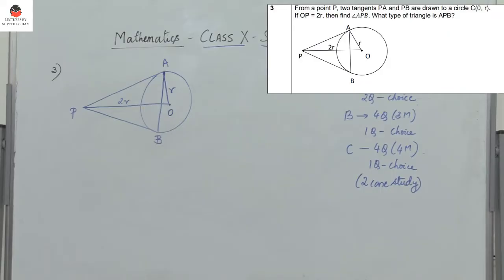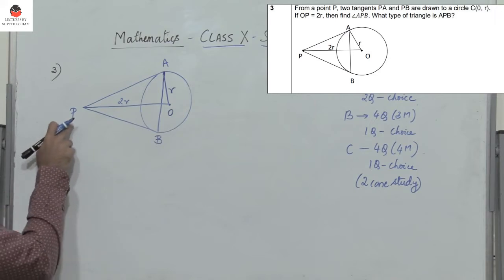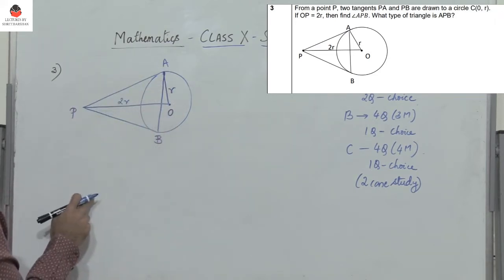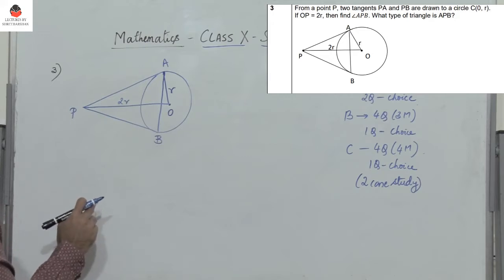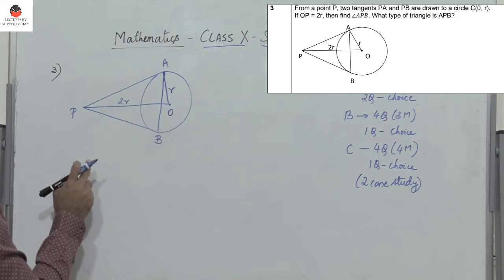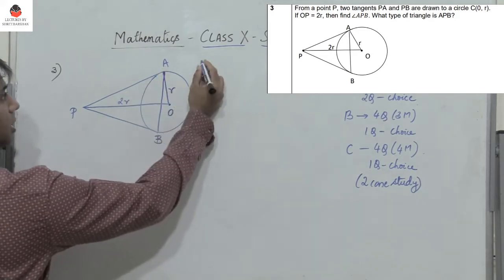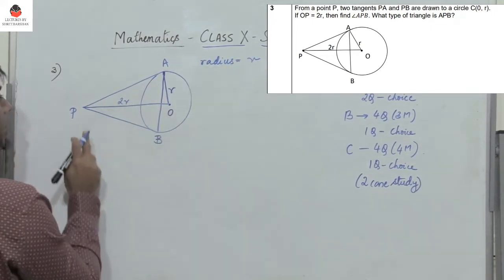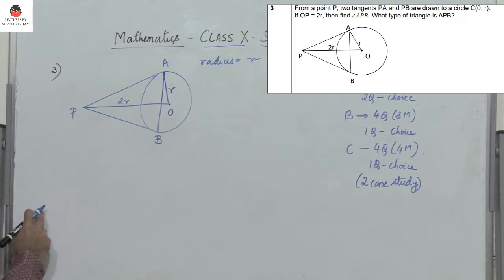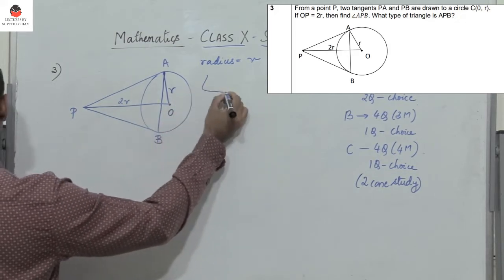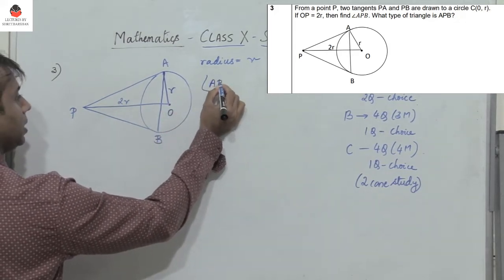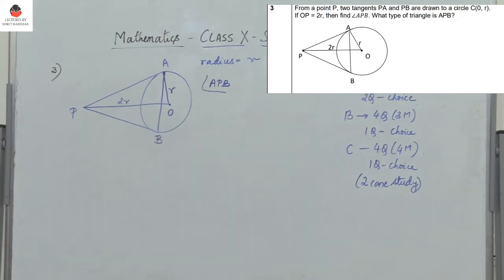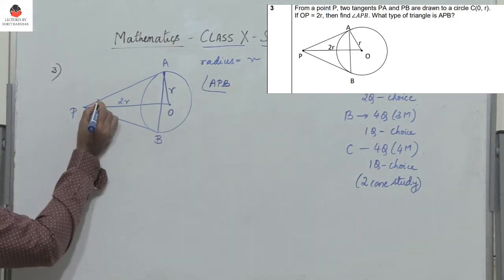Question 3 states that from a point P, there are two tangents PA and PB which are drawn to the circle C(0, R), right? So therefore the radius is R. So we have the radius of the circle equal to R, and given OP is equal to 2R, then we have to find what is angle APB. So what is this entire angle? I need to find this entire angle APB.